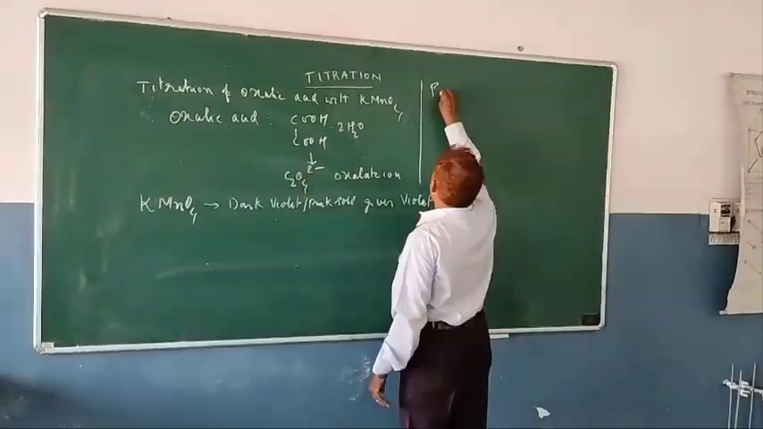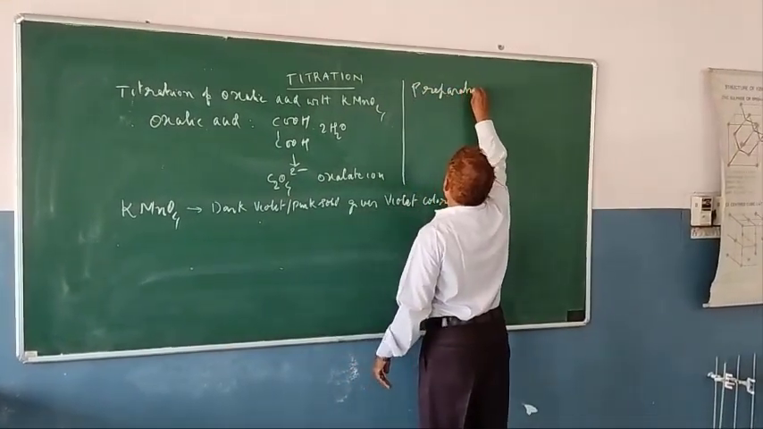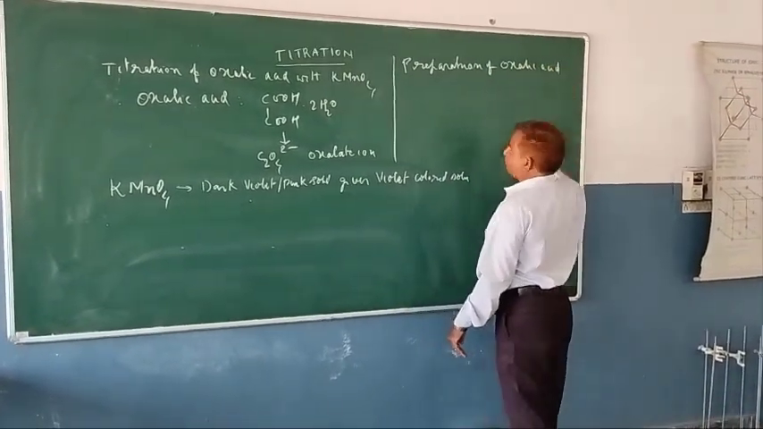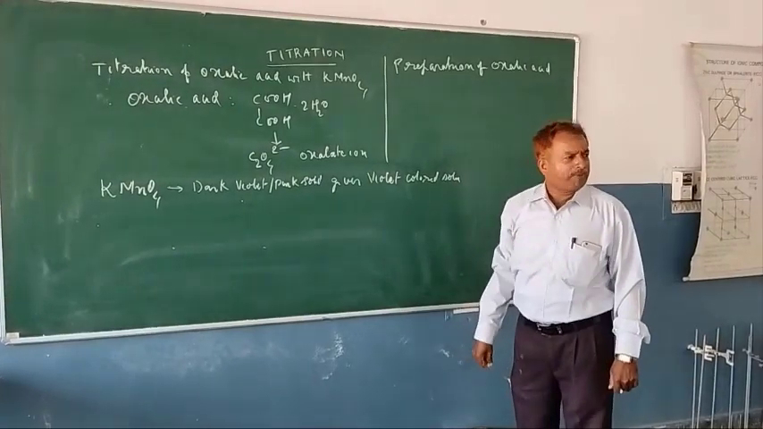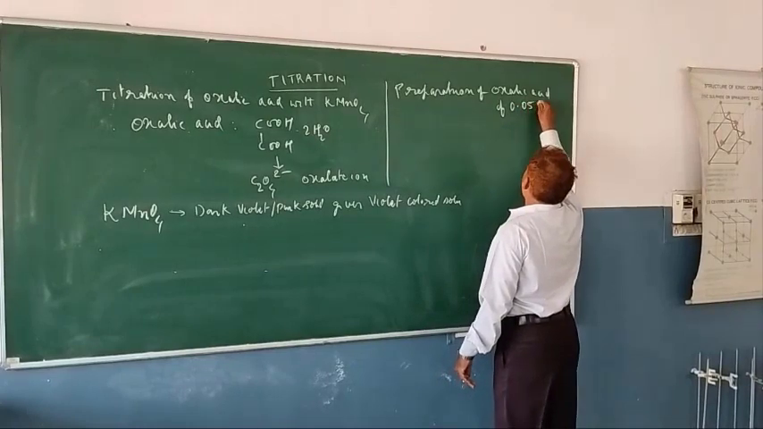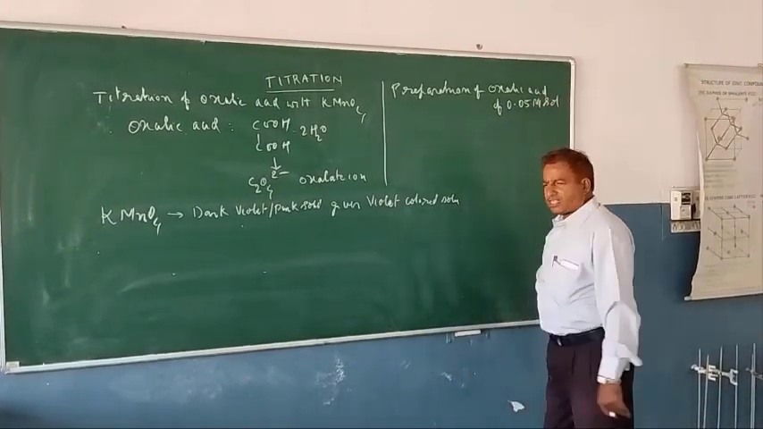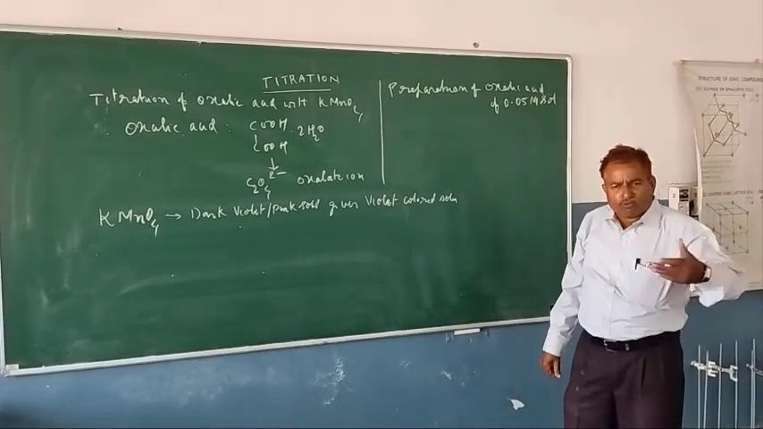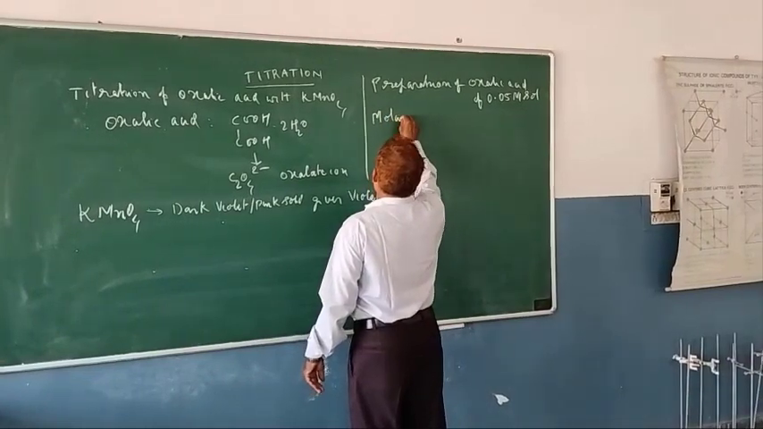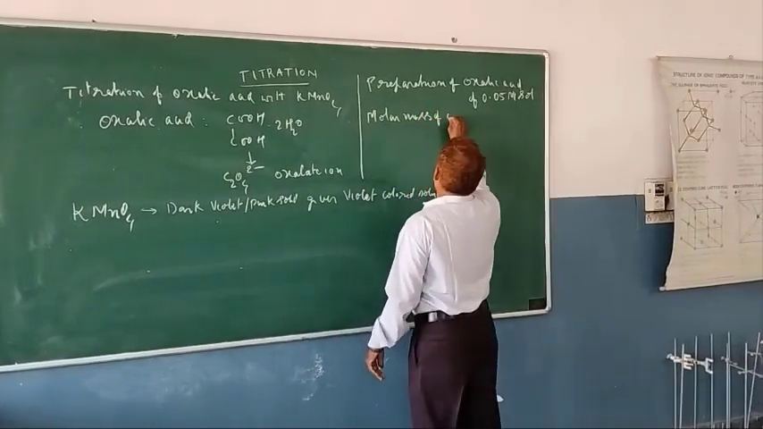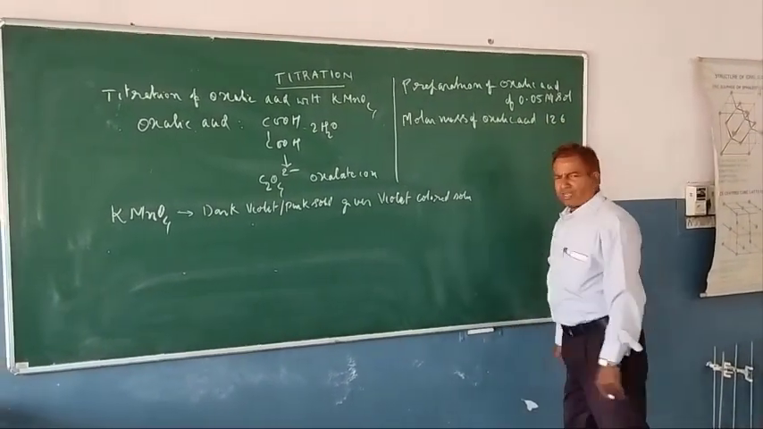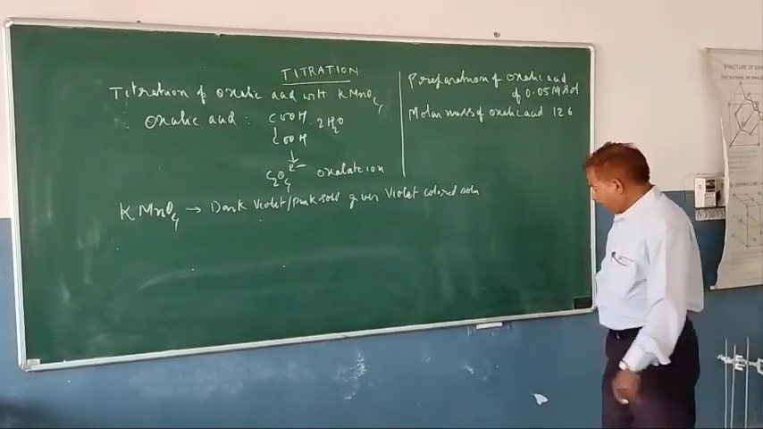Right. Now, preparation of oxalic acid. How do we prepare the oxalic acid? Preparation of a 0.05 molar oxalic acid solution. How do we prepare the 0.05 molar solution? First of all, the molar mass of oxalic acid is 126 grams per mole, right?